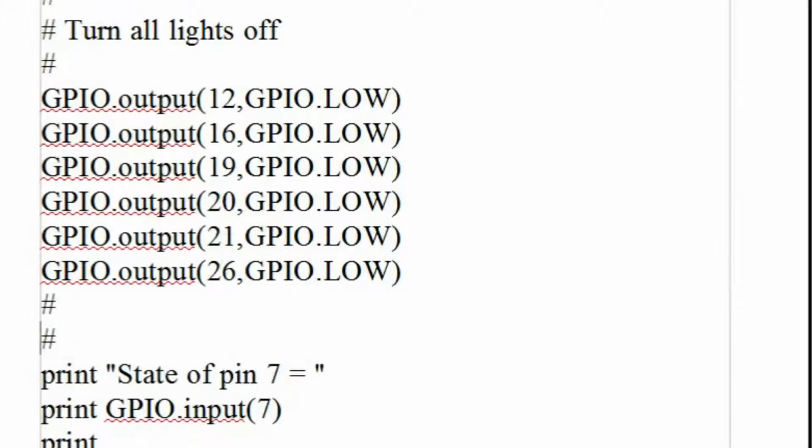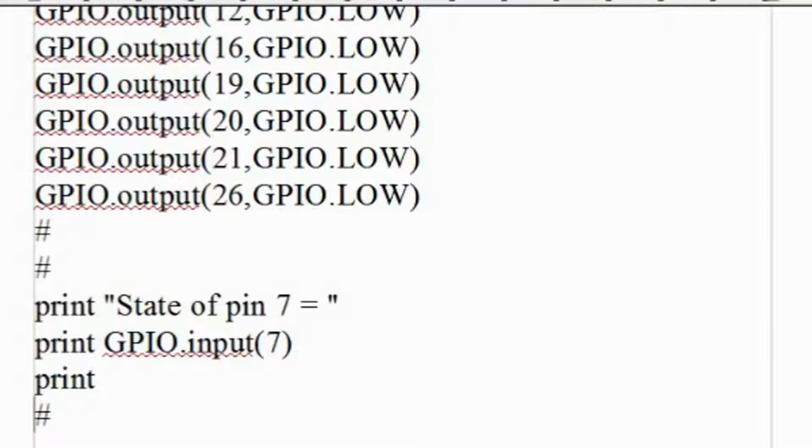Here we print out the state of GPIO pin number 7. This will have two values depending upon whether the switch is closed or open. With the switch in the circuit open, the state of the pin GPIO 7 will be false. This has an equivalent value of 0. When the switch is closed, the logical value will change to true and the equivalent value will be 1.